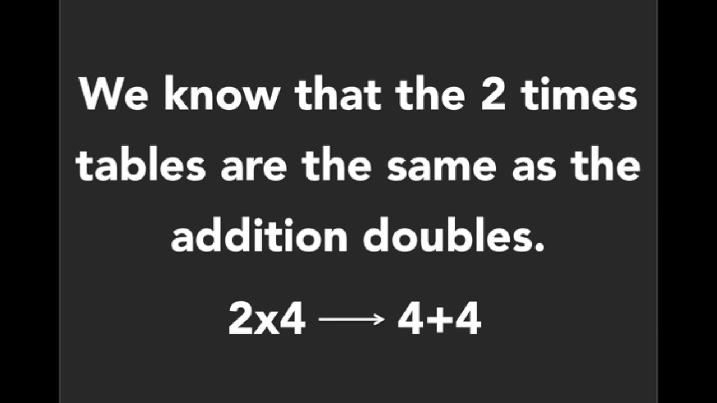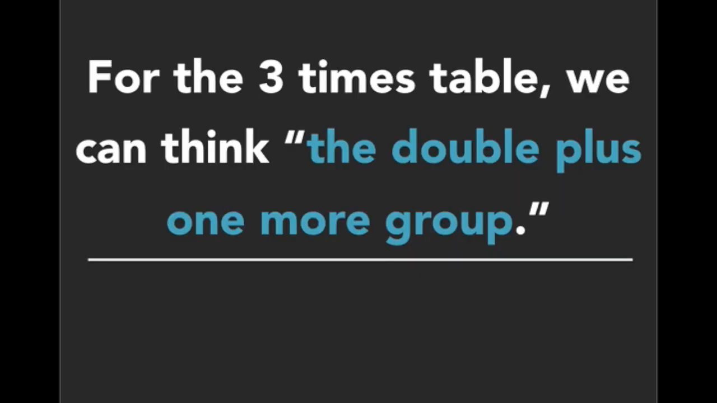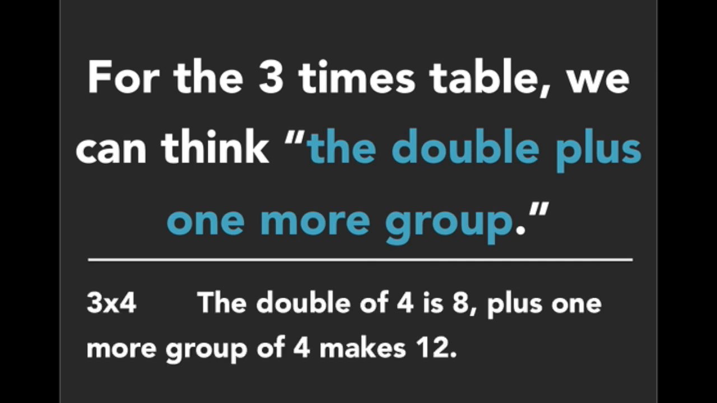We already know this. Now, when we move to 3, we can just think the double plus one more group. So that double becomes very important because we're still using it. So for example, in the equation 3 times 4, we can think to ourselves, well, the double of 4 is 8, plus one more group of 4 makes 12.